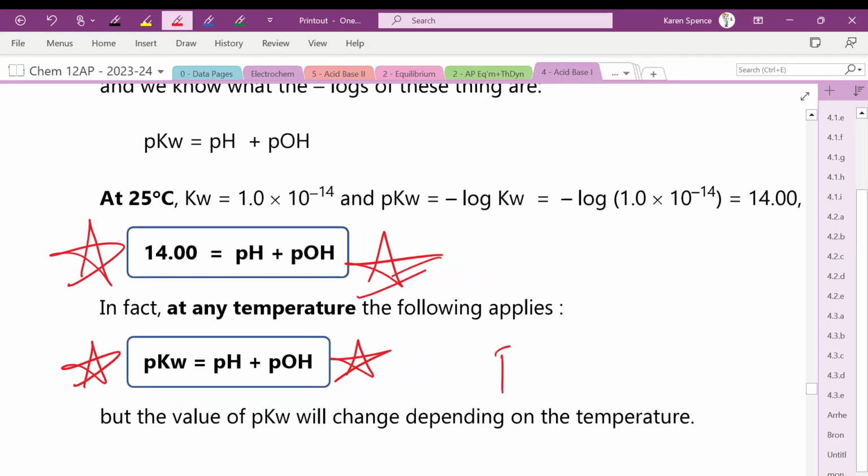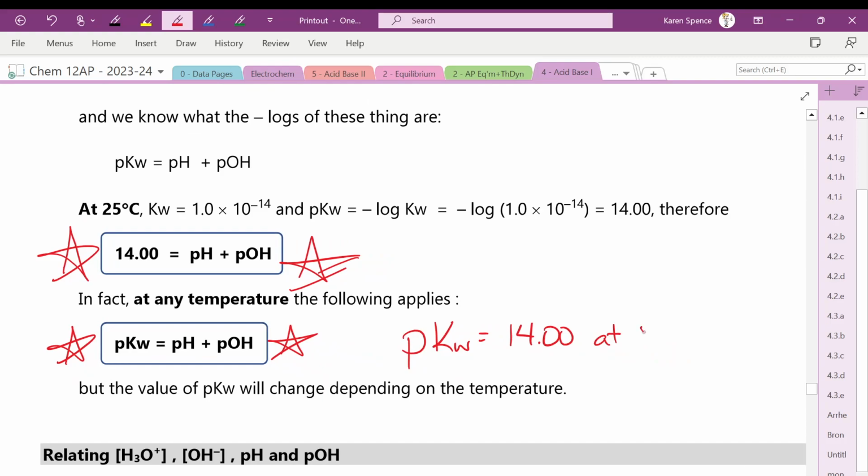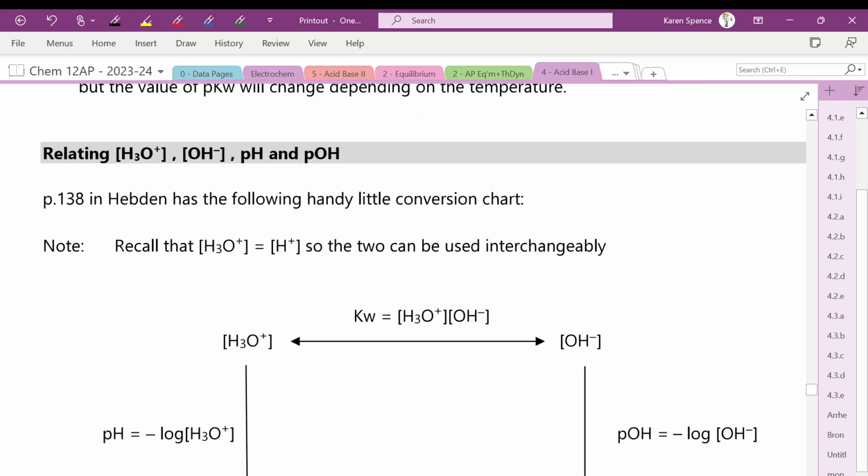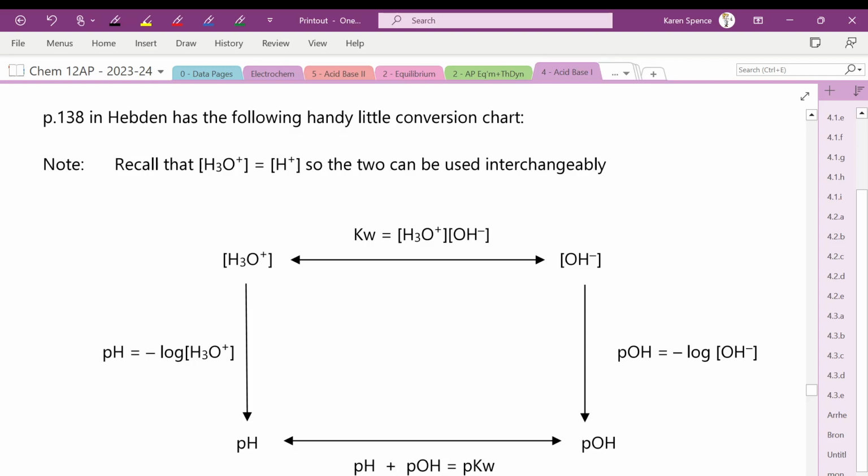So pKw is equal to 14.00 at 25 degrees Celsius. But because it is related to a K, it will change with temperature. Now, this little chart coming up, I would say memorize it. Super useful. Okay, and we'll actually add on to it in a little bit.